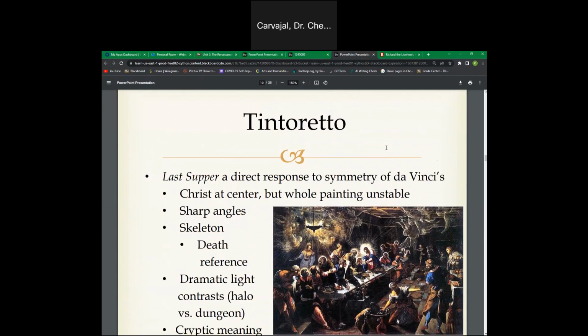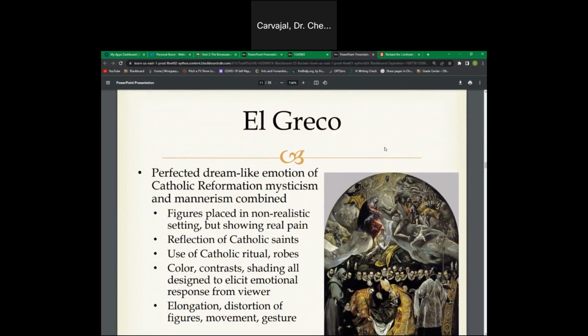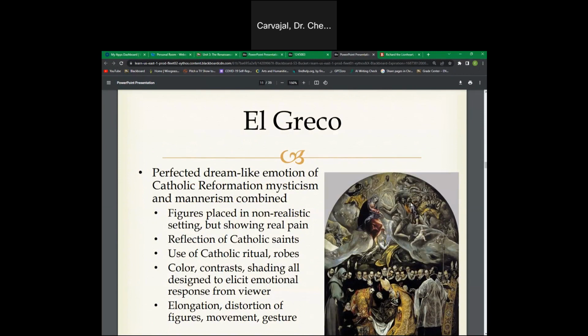Now we also get probably the most famous Baroque painter, and that is El Greco. That's not his actual name, but he just called himself the Greek, even though he wasn't actually Greek. He was Spanish. But he painted, in fact, if you go to the Prado in Madrid, in the center of Spain, in their capital, the Prado Art Museum is filled with El Greco. There are whole rooms just for El Greco.